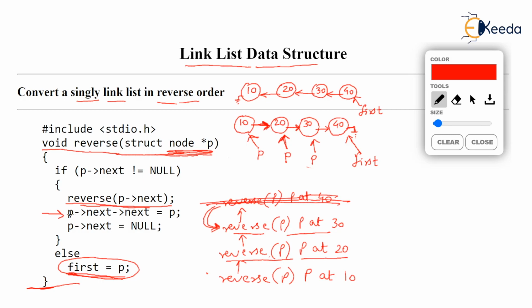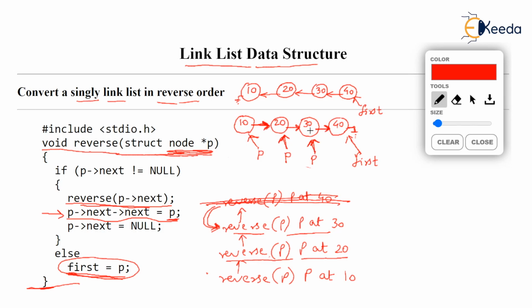So reverse 30 will resume with this line, P arrow next equal to P. Very interesting statement. You just watch. P arrow next, check the cursor place. P arrow next, that means we are talking about next of 30. But P arrow next has been written. This is arrow next. That means it is next of 40, isn't it? P arrow next means next of 30 and next of that node. So that is next of 40 should become equal to P has been written.